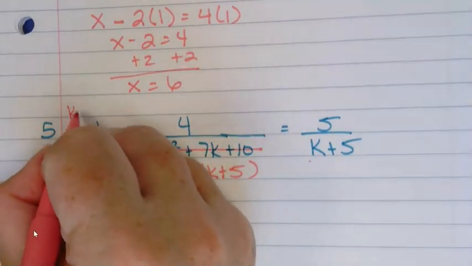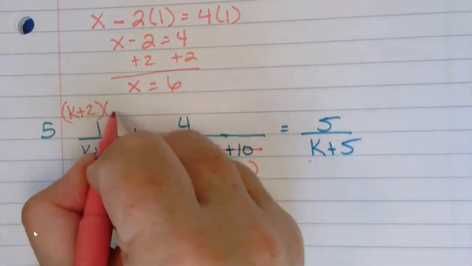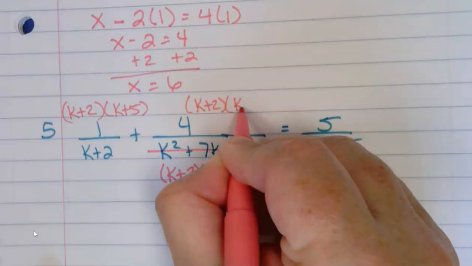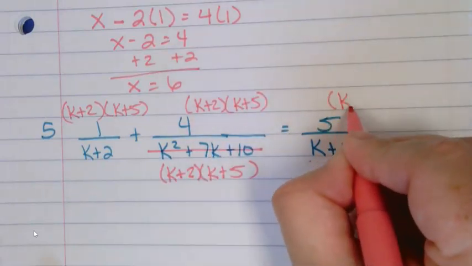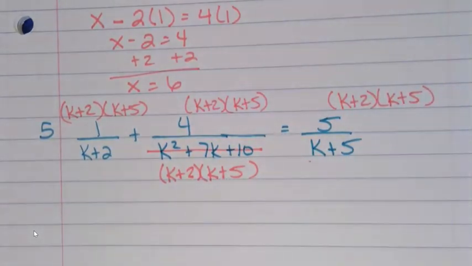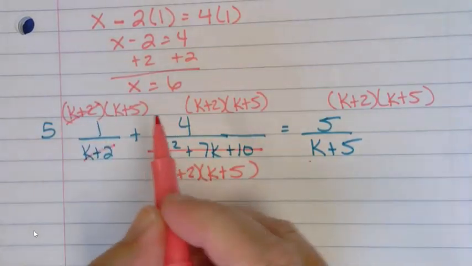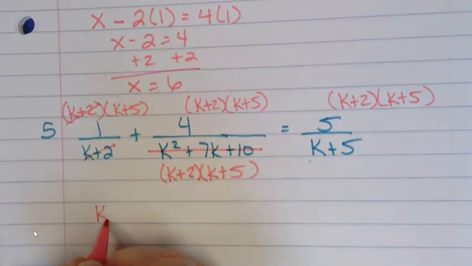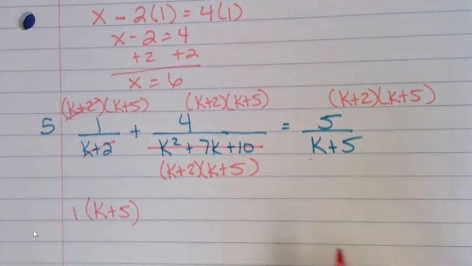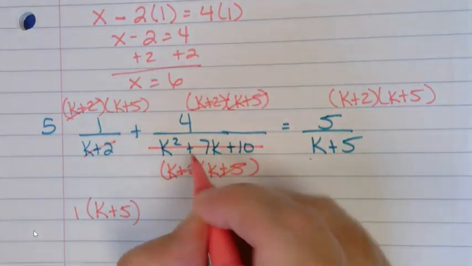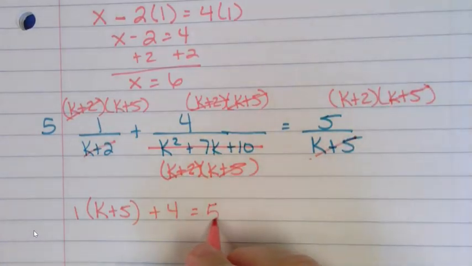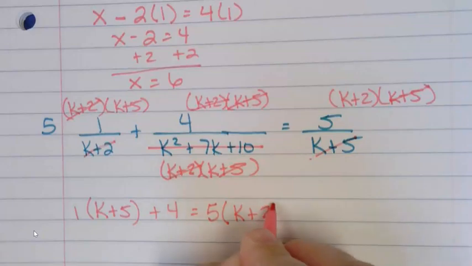So now what we're going to do is multiply every single one of these by k plus 2 and k plus 5. The k plus 2's cancel here, so I'm left with k plus 5, or essentially 1 times that. k plus 2 and k plus 5 cancel, so we're left with a plus 4. k plus 5 cancels, so this is 5 times k plus 2.